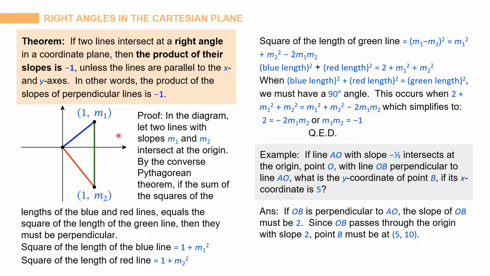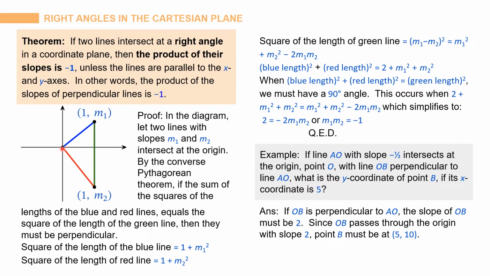Okay, so let's prove this. In the diagram, let the two lines with slopes m1 and m2 intersect at the origin. By the converse Pythagorean theorem, if the sum of the squares of the lengths of the blue and red lines equals the square of the length of the green line, then they must be perpendicular. Well, the square of the length of the blue line is 1 squared, which is 1, plus m1 squared. That's very simple.